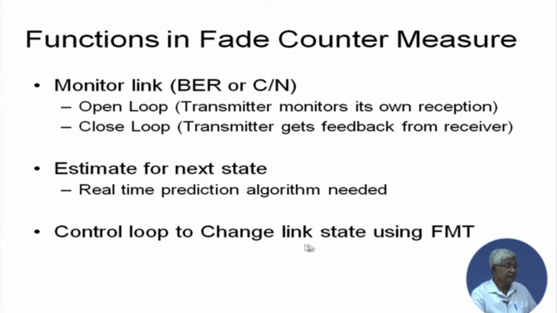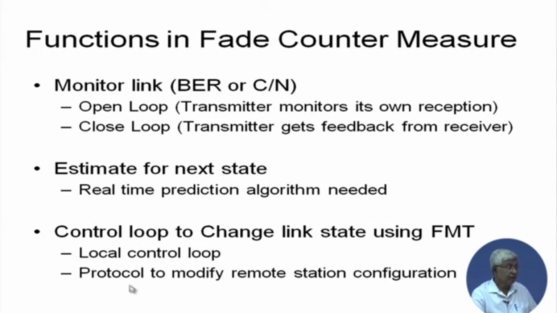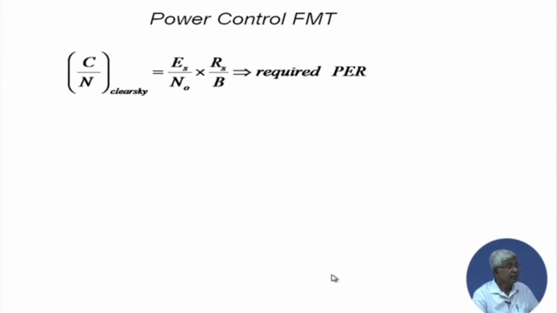So, the control loop changes the link state using the fade mitigation technique, which could be a local control loop, or a protocol to modify the remote station configuration itself, because if it is happening in the downlink, you have to modify the remote station configuration. So, power control is done by a technique, let us see how it is done.